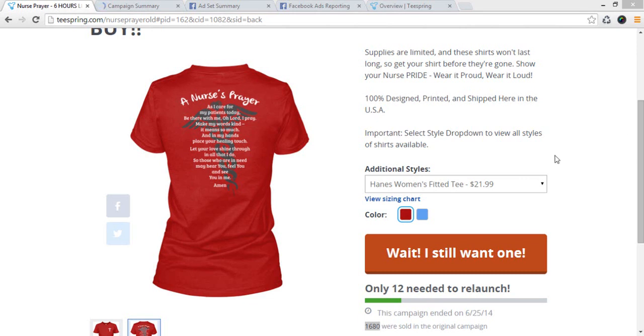So, as you can see, this is one of my better shirts. 1680 were sold on the initial campaign. Ended up selling over 3,200 of these in total. And I just wanted to show you this. It's been beaten to death in the niche and by a lot of the copycats afterwards, so I'm not really worried about the design here. But I want to show you the campaign itself.